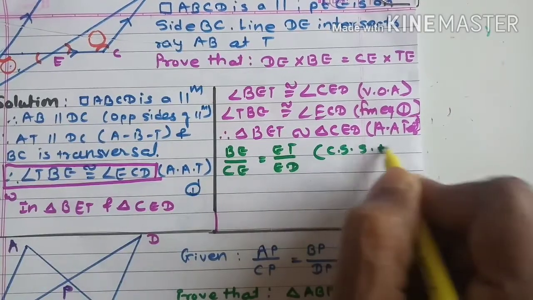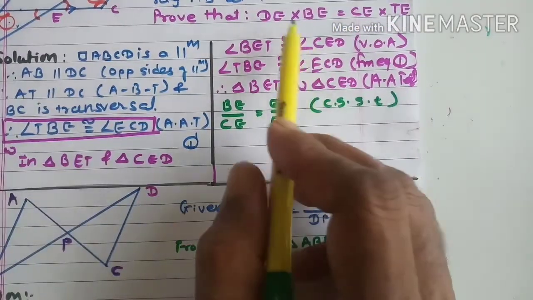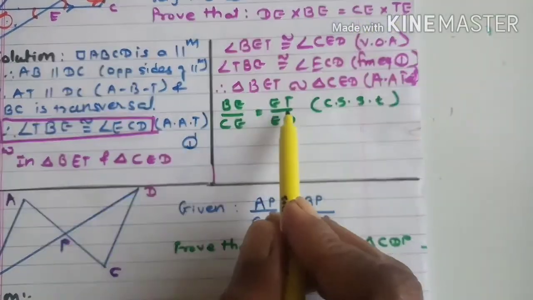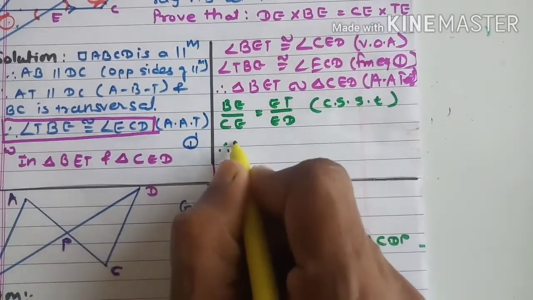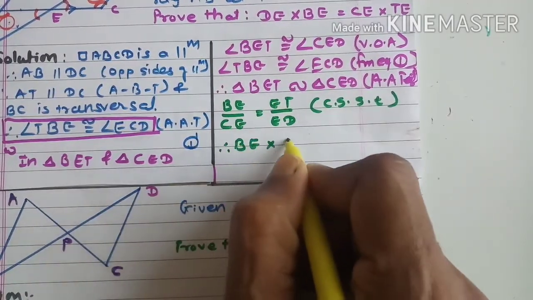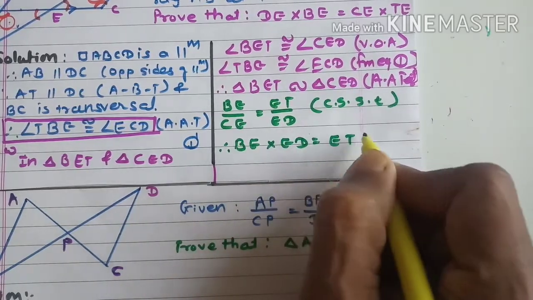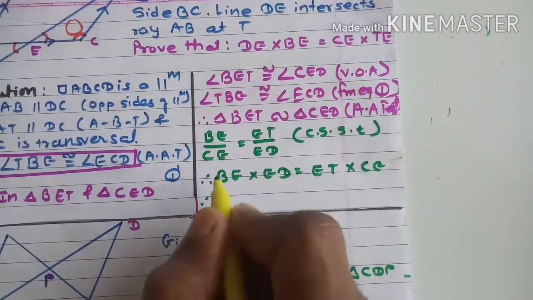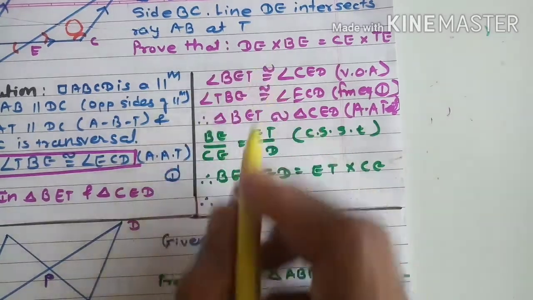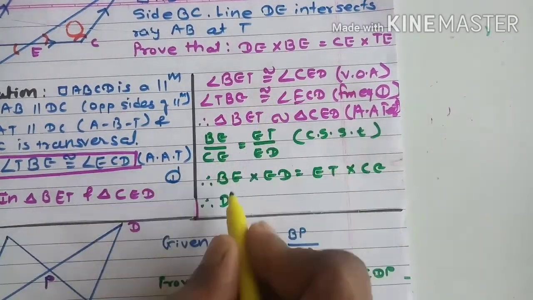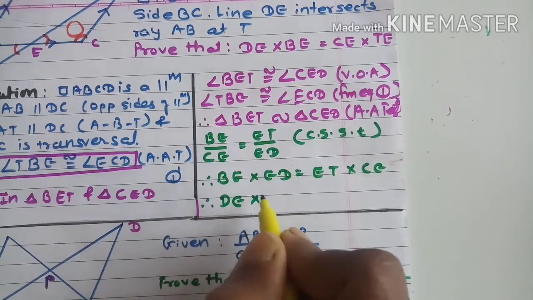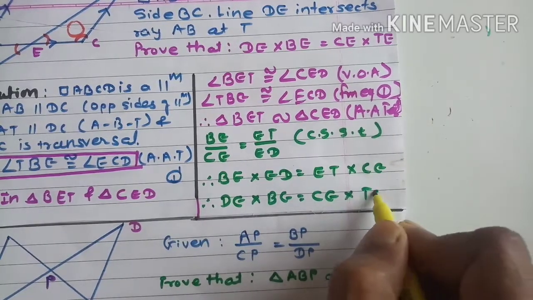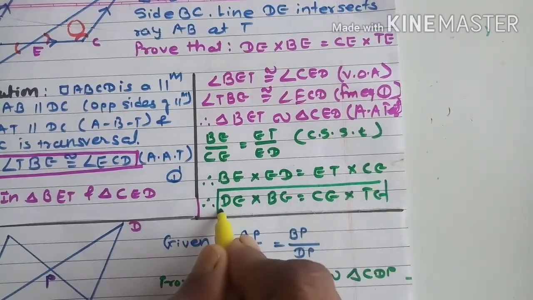Corresponding sides of similar triangles. Now what we need: DE into BE and CE into TE. So cross multiply it. Therefore BE into ED is equal to ET into CE. So this is what we need. We can also write what is given in the prove that: DE into BE is equal to CE into TE. Hence proved.